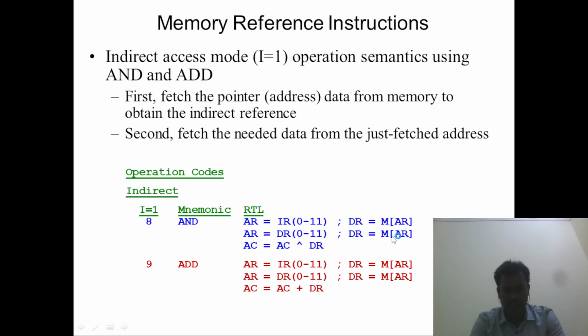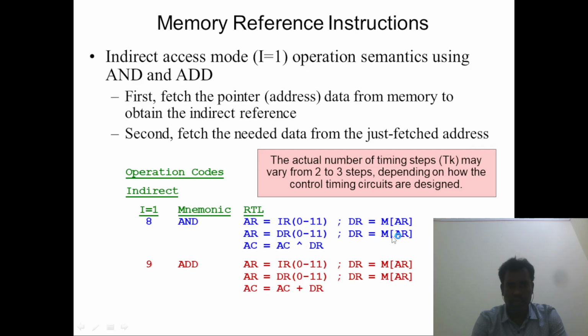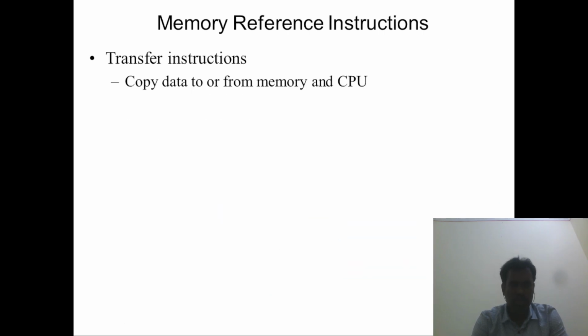Similarly for the add instruction, the accumulator has to be added with DR. But DR will be accessed twice. How we are getting DR means we have to go to M of AR. AR is nothing but the address specified in the instruction, and it will get the data. Again, we have to repeat the same cycle. This DR will be transferred to the new AR. You go to that new AR and memory location, and from there you get the DR. So one more step it has to perform.